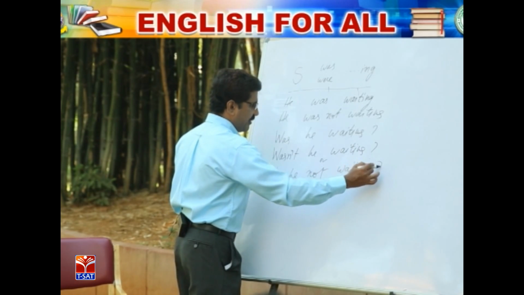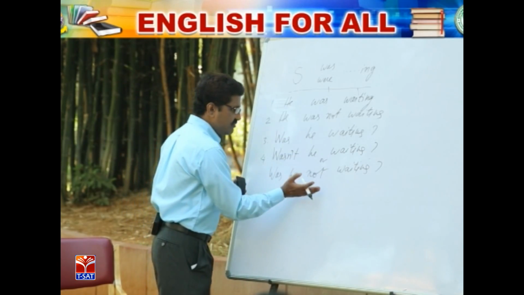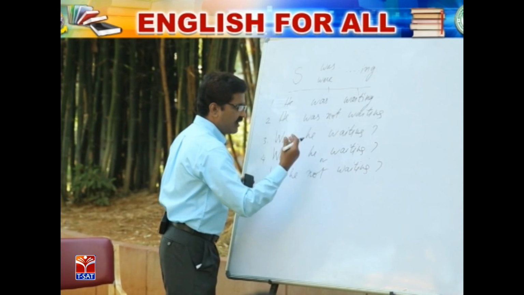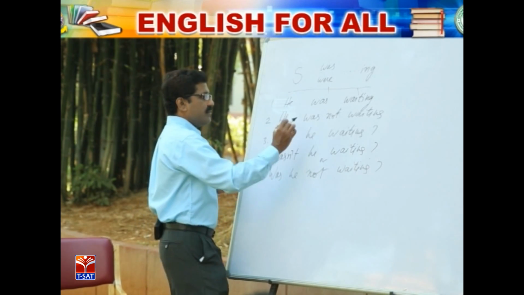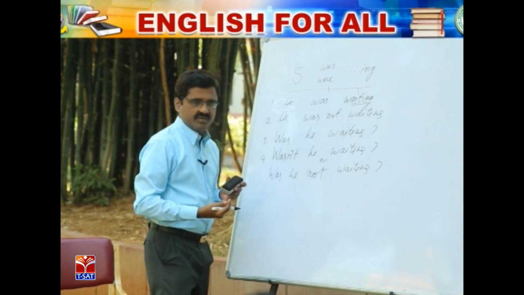So would you mind repeating these four forms loudly, all of you? Yes, sir. He was waiting. He was not waiting. Was he waiting? Wasn't he waiting? So we have to read these four forms loudly a number of times by replacing this ing form with different types of verbs.